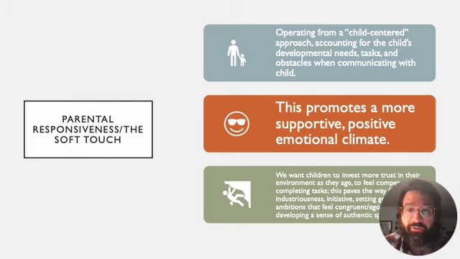So operating from a child-centered approach, what would that mean? That would mean accounting for the child's developmental needs, tasks, and obstacles when communicating with the child. So instead of a more parent-centered approach, which is communicating based on what I need as a parent right now, I'm trying to communicate based on what this child needs. How can I communicate in a way that promotes their autonomy and creativity and play? And child-centered communication presents a more supportive, positive emotional climate.